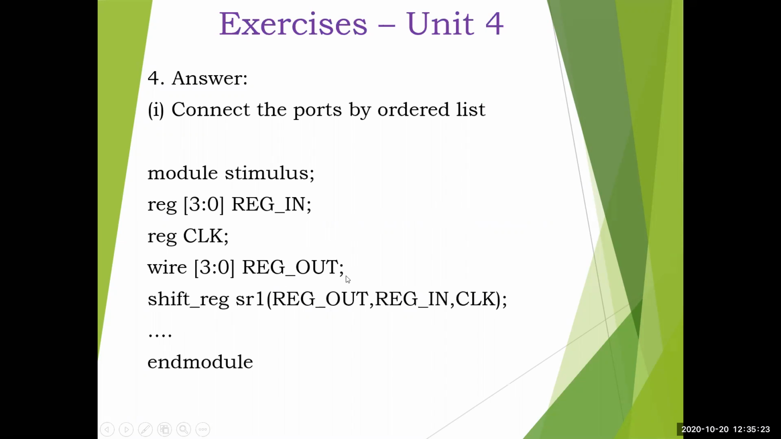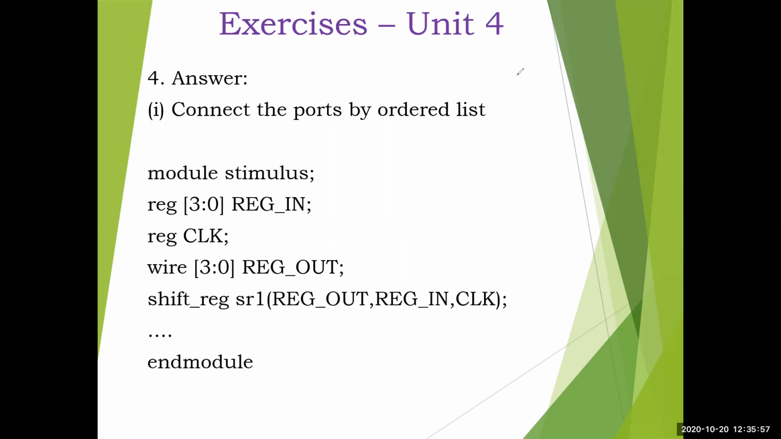Register out. Then ordered list, shift register with the instance name sr1. They have given the name, you use this. Ordered list means the order you have written in the previous module. First you have written register out, I am writing the same in capital, then register in and then clock. If you have used clock second and then register in, use clock second here. So this should be followed. Any order you write, but follow this ordered list. No issues.